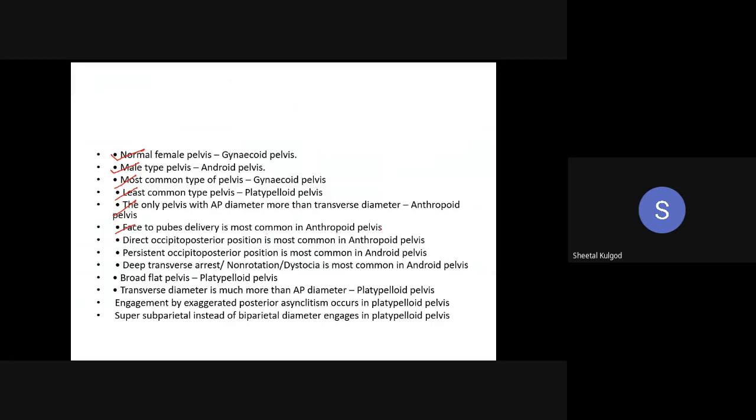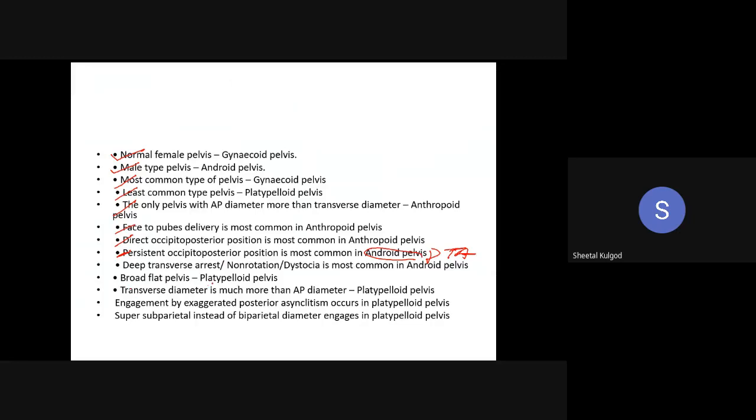It is because of the persistent occipito-posterior position, and since the outlet and the cavity are roomy, because of good uterine contractions, the delivery occurs by face to pubis. Then the direct occipito-posterior position is most common again in anthropoid pelvis, the same as related to face to pubis delivery. Persistent occipito-posterior position, as we discussed, is most common in android pelvises, and this will result in DTA, that is deep transverse arrest. Then, as a next point, DTA or non-rotation dystocia is most common in android pelvis.